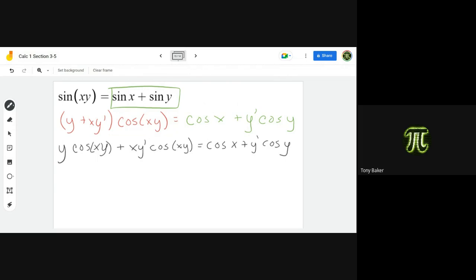So our goal is to do what? Remember back to the other problem where I had multiple y primes? Well, what did I say is the one thing that is going to come up often? We need to get our y primes to one side and all the rest of the stuff to the other side. Okay? So let's move my y primes over here. So I've got xy prime cosine xy plus y prime cosine y equals cosine x minus y cosine xy.